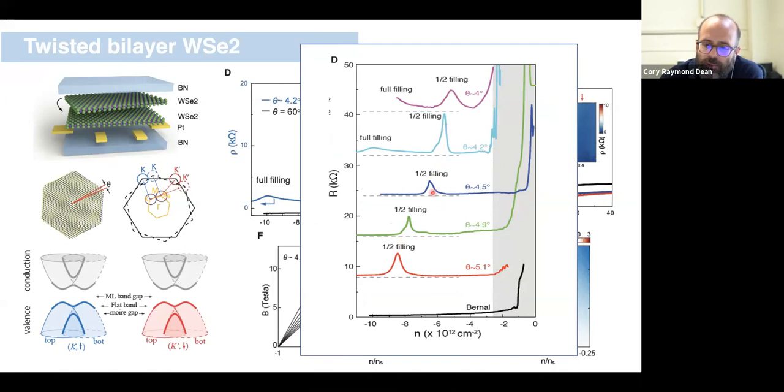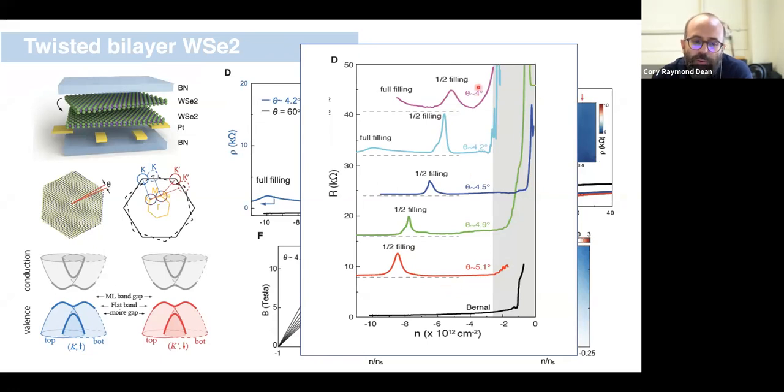And what we see is that we continue to see a feature at half filling, but that pushes to higher and higher density. This is consistent with what we would expect in terms of the density units because the bandwidth is changing. We can explore a maximal angle range of a little bit larger than this, almost 6 degrees.